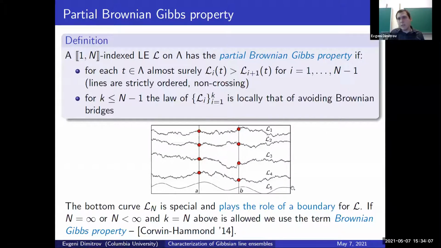So in this setup, this curve plays the role of a bottom boundary for your ensemble. It could be deterministic, it could be random, but it's not necessarily invariant with respect to the previous resampling procedure. Now, if it happens to be the case that the bottommost curve can also be resampled in the same way, or if the number of lines is infinite, meaning there is no bottommost curve, then you drop the word partial and you just refer to this as the Brownian Gibbs property. And this was a term that was coined by Corwin and Hammond.